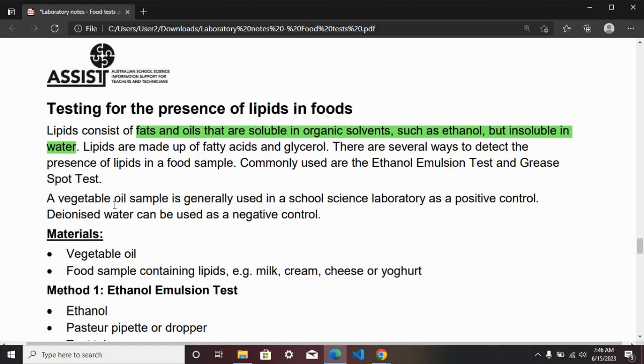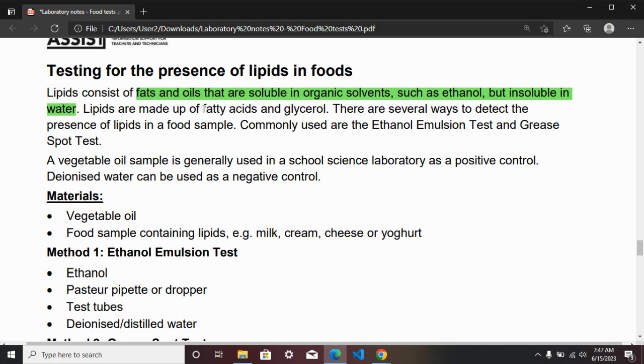Lipids are made up of fatty acids and glycerol. There are several ways to detect the presence of lipids in a food sample. Commonly used are the ethanol immersion test and the grease spot test.